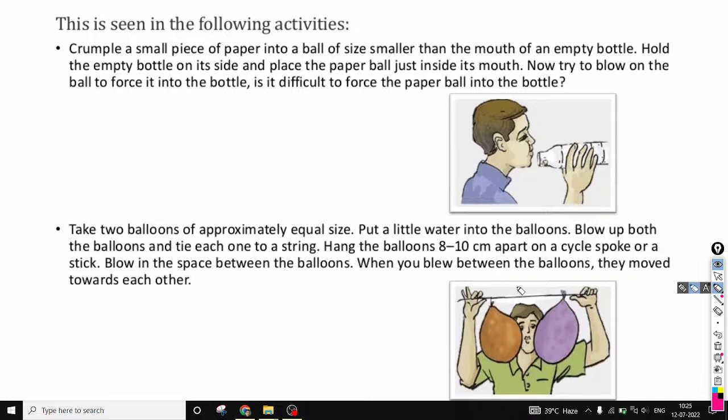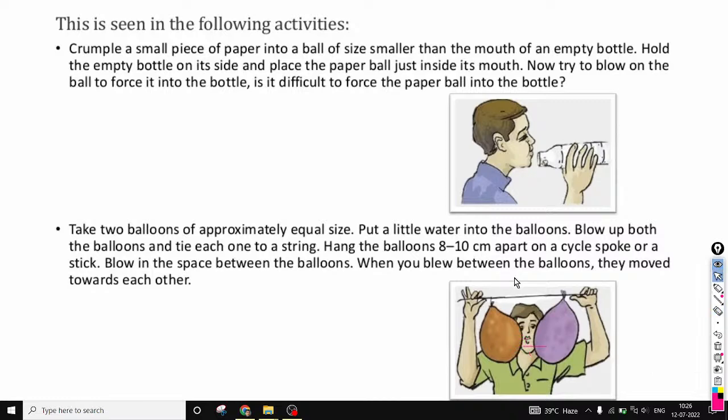Take two balloons, and this experiment can also be done. Take two balloons of approximately equal size and hang them like this, then blow air right between the two balloons. You will see these two balloons come in the same direction. Which means the air between these two balloons is being blown, and a low pressure zone is created. So the balloon with higher pressure moves to the place where the low pressure is forming. So this is another experiment.